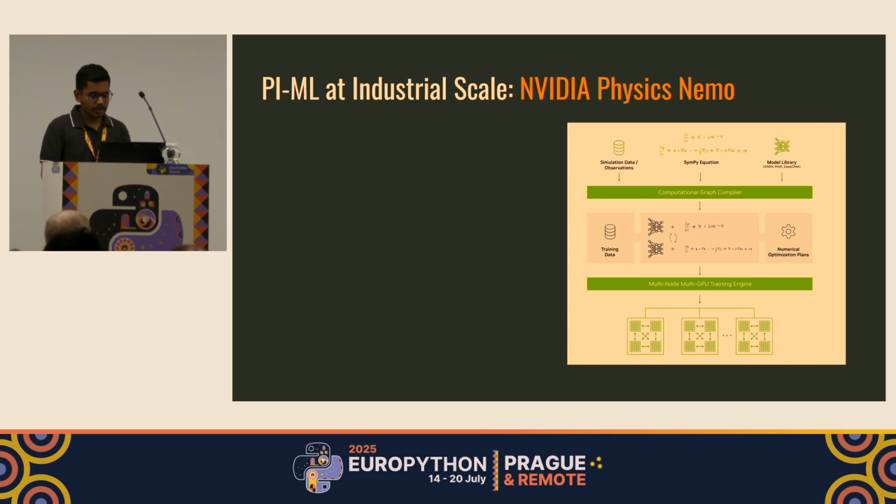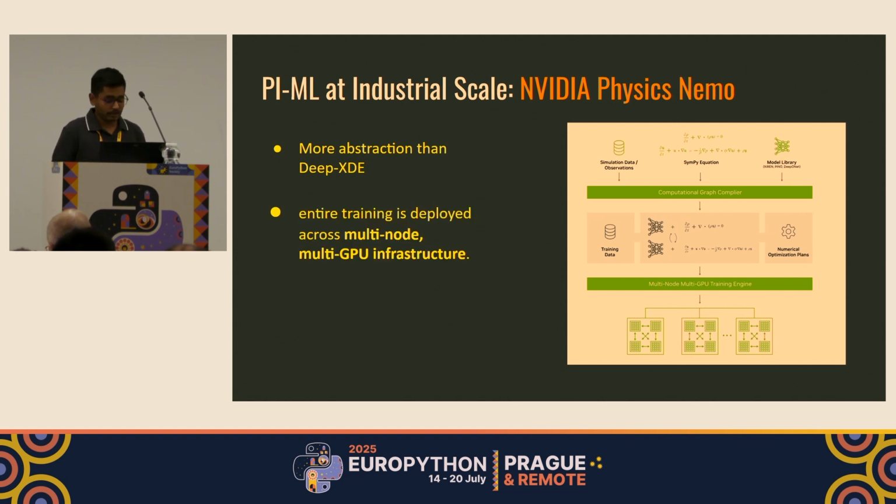Okay, so if you want to make the best use of physics-informed machine learning or physics learning models for an industrial or a large-scale application, then NVIDIA PhysicsNeMo is the go-to library. Again, the benefit is that it provides a way more deep abstraction than DeepXDE. One more very nice benefit of using this library is that entire training is deployed across a multi-node and multi-GPU infrastructure. So this makes the library very much optimized for industry scale applications.